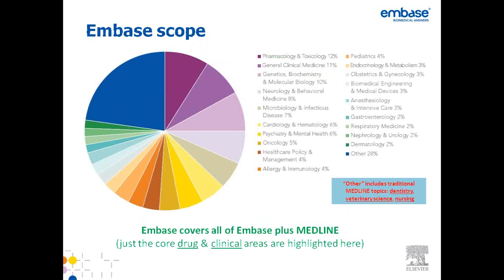So talking about drug related information, this gives you an idea of the scope in Embase, and it is different to Medline. So Embase covers all of Embase plus Medline, as we saw, but the key areas that you can see here for Embase where we aim to be comprehensive are pharmacology and toxicology, general clinical medicine, etc. Now that's different to Medline, which has a focus in a different area, and you see these are lesser focus for Embase, but of course because we add Medline to the Embase collection, we do get a comprehensive overview of those subject areas as well, thanks to Medline.